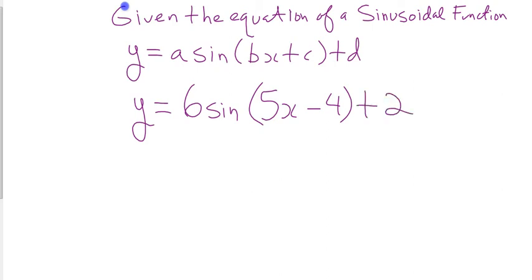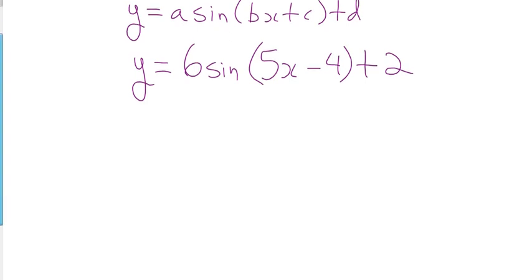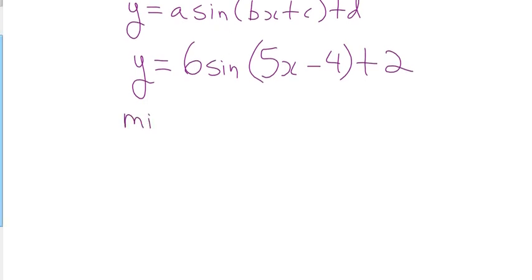Okay, so here is a randomly chosen sine equation, right? I know nothing about this. And what we want to do is describe everything we can about this just from the equation itself, right? Without having to graph it. And then we'll graph it and we'll see if the graph matches what we think we know from what we have here, right? So I say midline, you say 2.